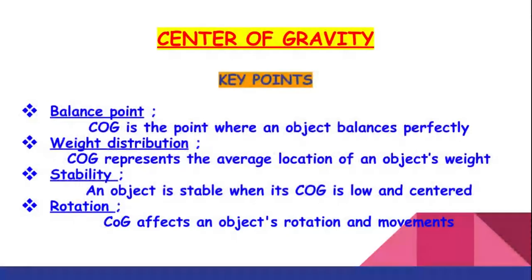Rotation: center of gravity affects an object's rotation and movements. When you need to rotate anything, if you don't know the center of gravity and you hold another point, the object may fall down or rotate eccentrically, not concentrated. So these are the key points we need to know, friends. Center of gravity is decided by balance point, weight distribution, stability and rotation.